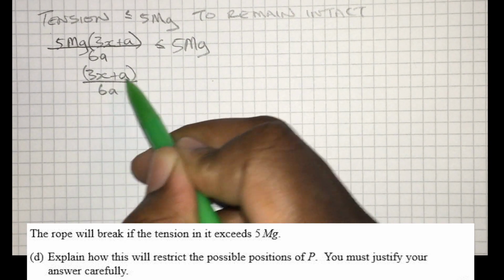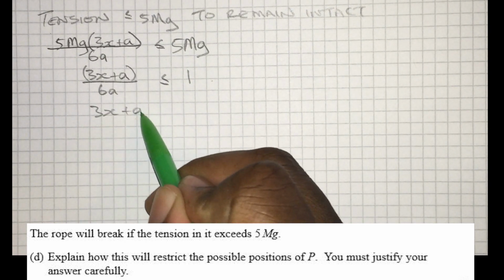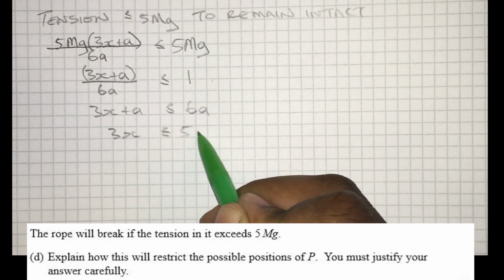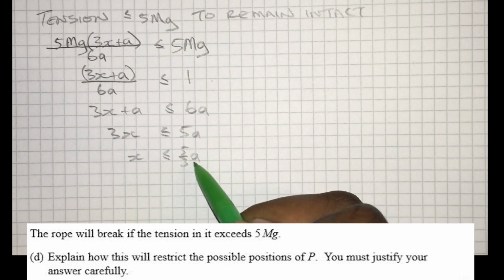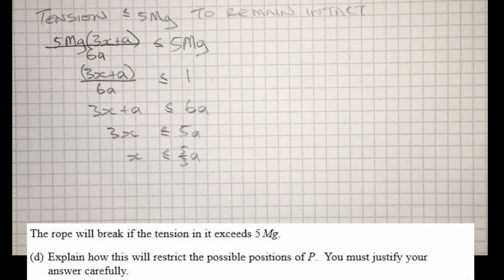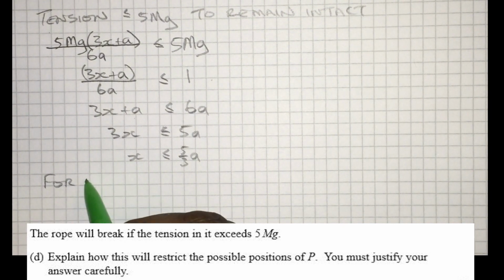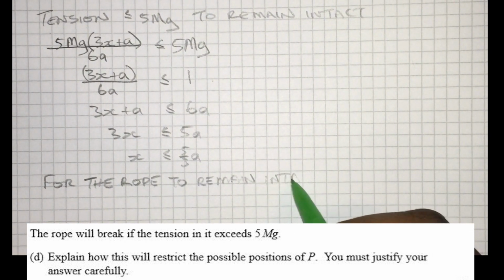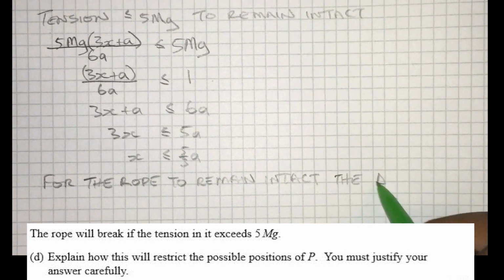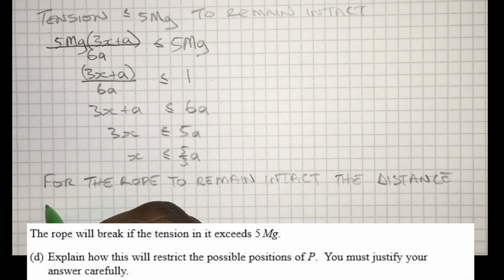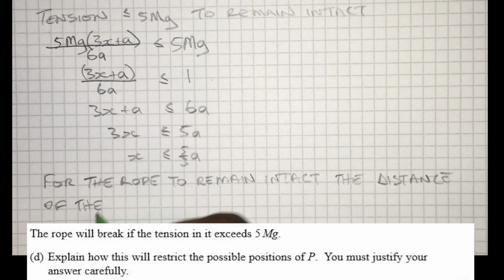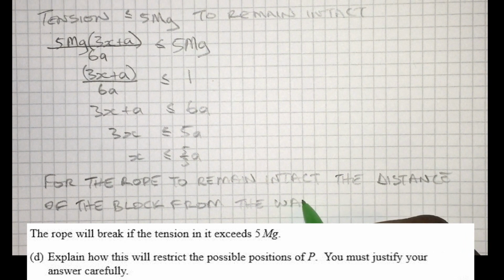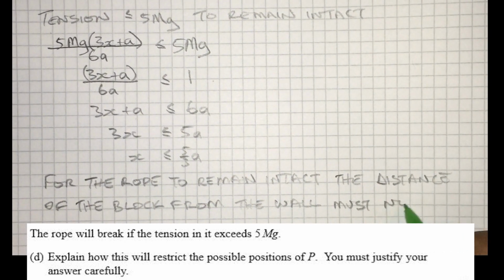Straight away, I see that I can divide both sides by 5mg. Gets rid of a couple of unknowns. And I'm just going to rearrange to make x the subject. All right, so x must be less than or equal to 5/3 a. And just to explain that in a sentence, for all of the marks, for the rope to remain intact, the distance of the block from the wall must not be more than 5/3 a.